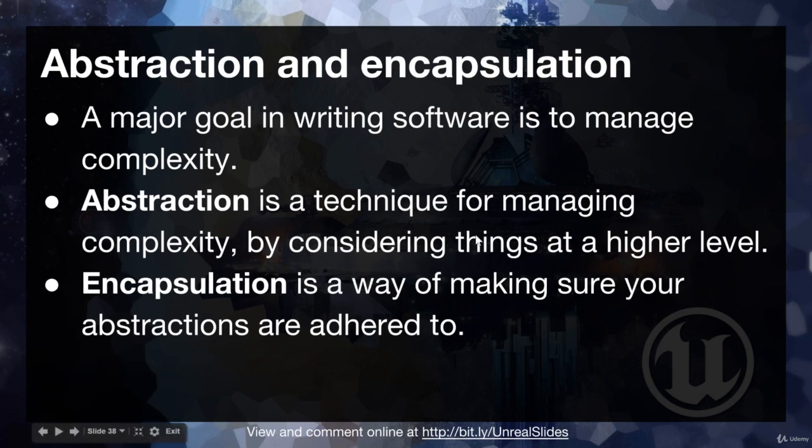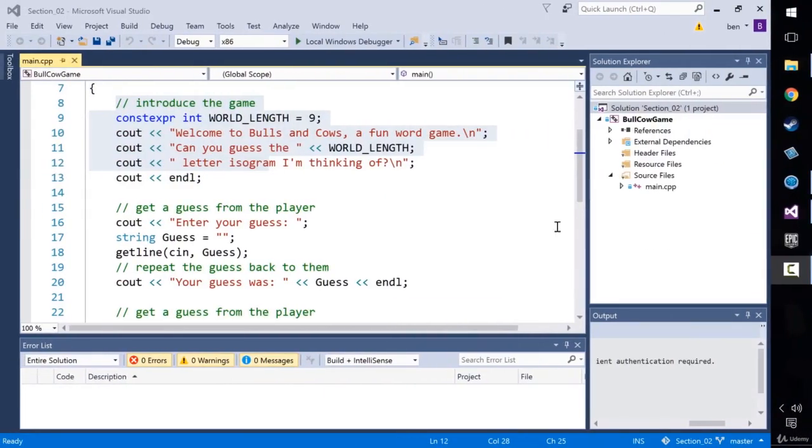So then encapsulation is a way of making sure your abstractions are adhered to. So concretely, once we've decided that this is the way we introduce the game, we can wrap that functionality off into a function and call that function that'll introduce the game for us. Then there's only one way to introduce the game. We get very consistent behavior.